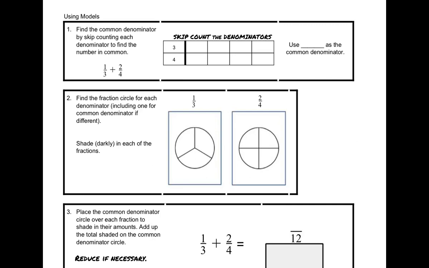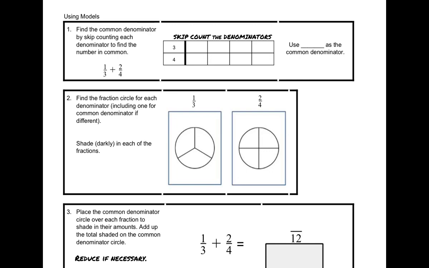Another strategy that you can use to add and subtract fractions is to use models. If you're writing these notes directly onto the foldable, you'll write steps 1 and 2 on the top flap and step 3 on the bottom flap. So the first thing we have to do again is to find the common denominator.